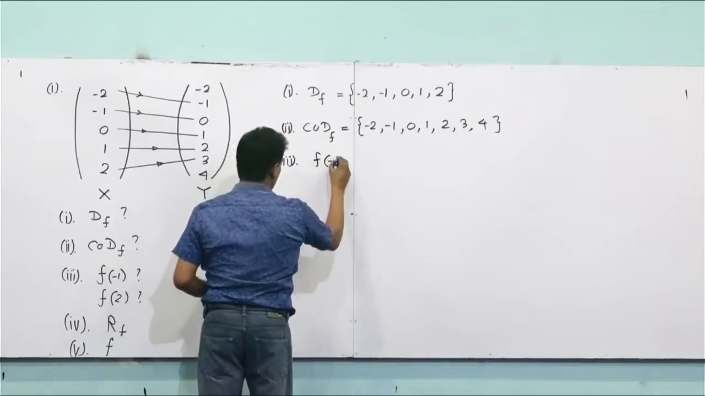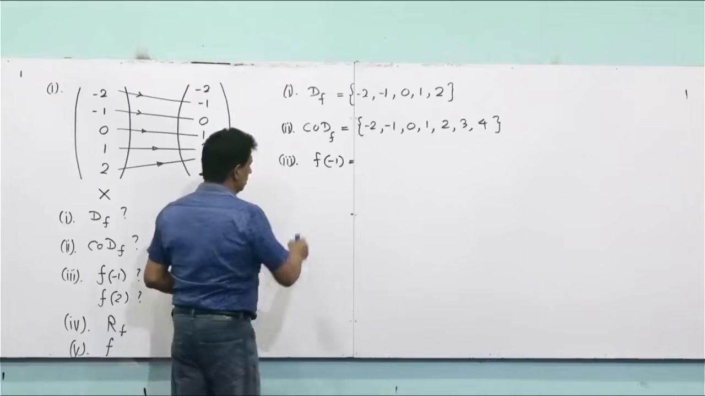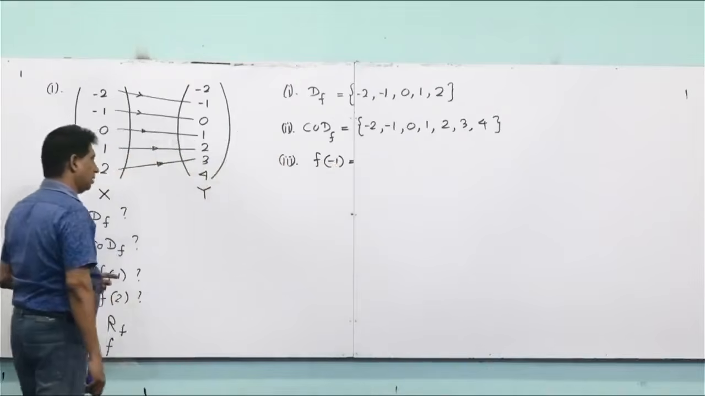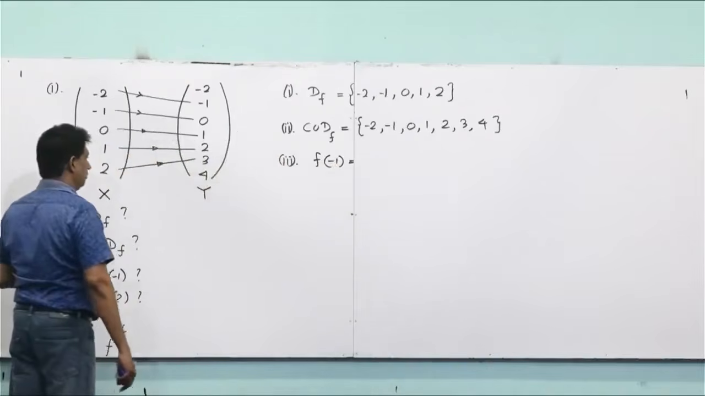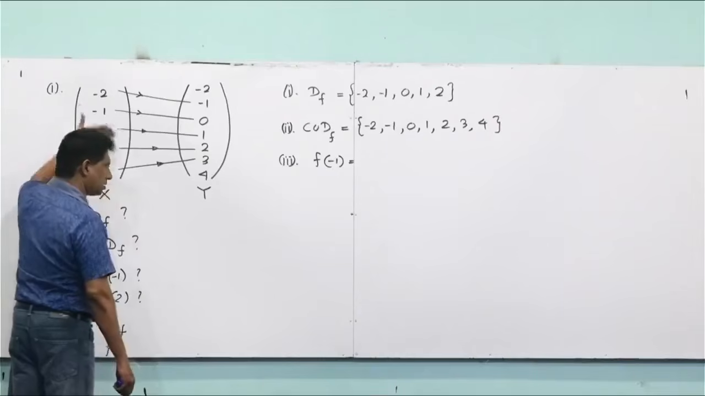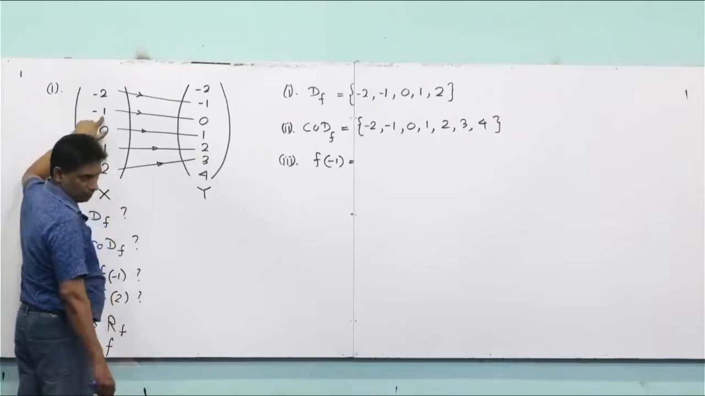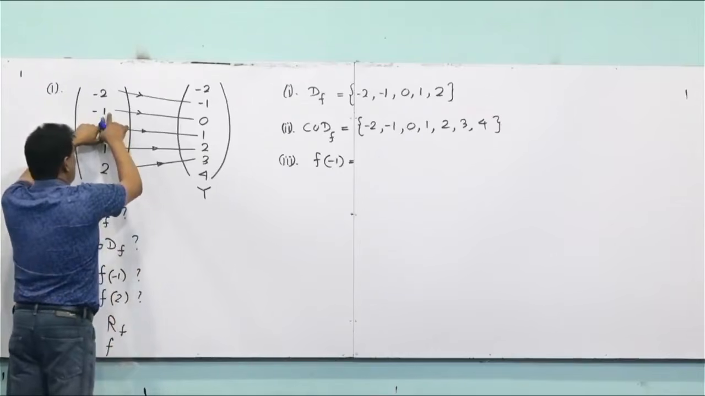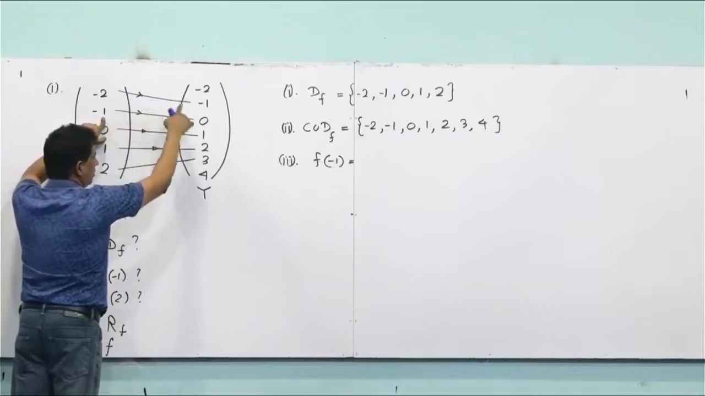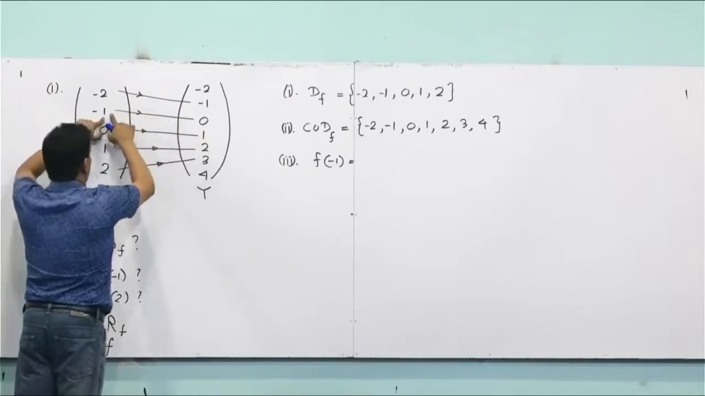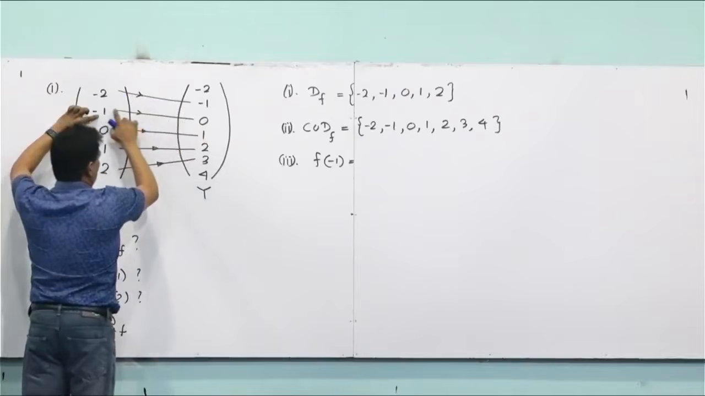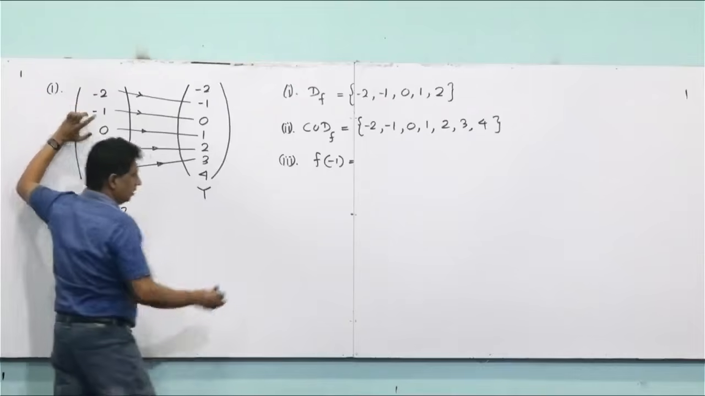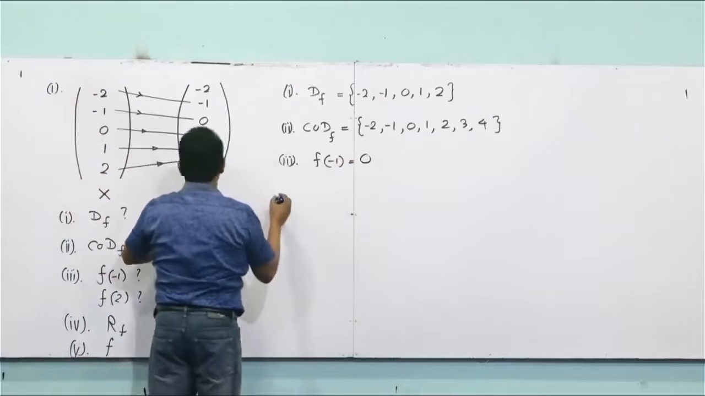F of minus 1, what is the meaning of this one? Image of minus 1. Then how can we find the image of minus 1? We have to take the set element minus 1, and now we have to find the Y set element related to this element. From this element, we go through this arrow, no? Then what is that element? 0. Then F of minus 1 means 0.